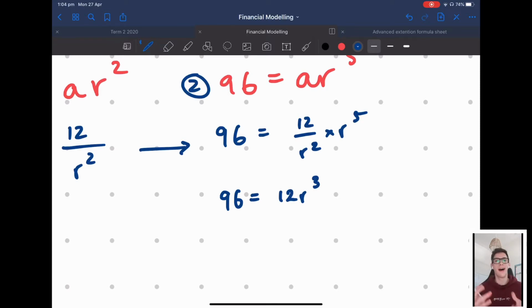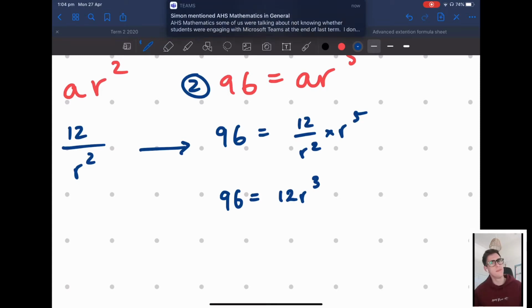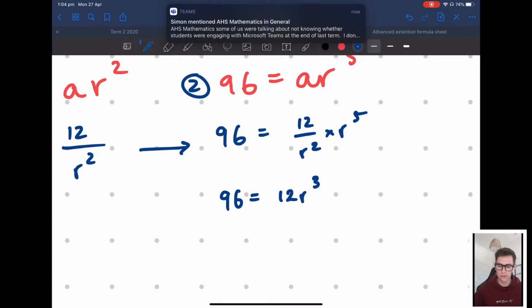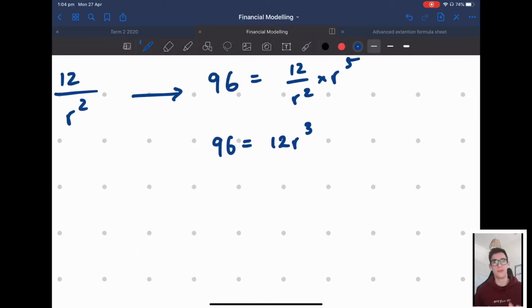Now again, I just want the r bits on its own. I'm going to deal with the cubed in a minute. I'm going to get rid of the 12 first. It's timesing there, so all I can do is just divide by 12 on the other side. Okay, 96 over 12 is going to be 8. And now I'm doing a cube root, because that's the way we get rid of a cube. The same way to get rid of a square, we have to do square root.